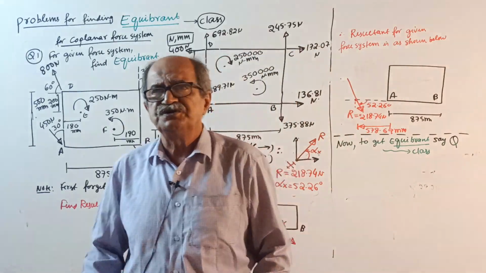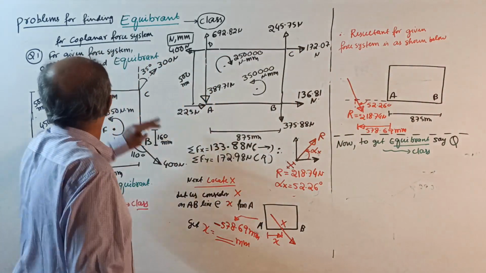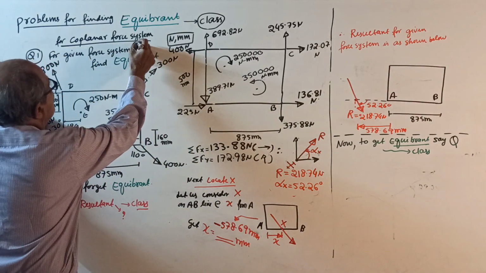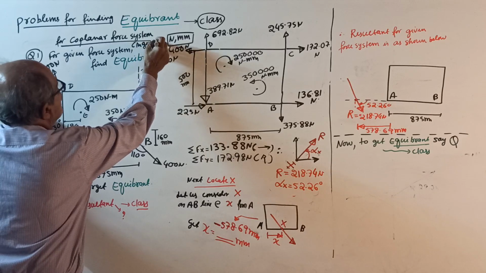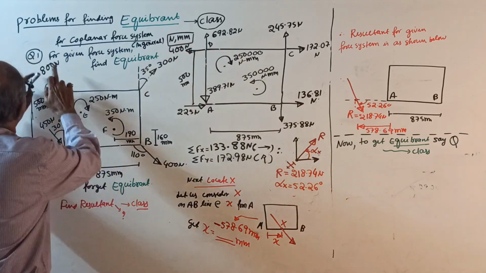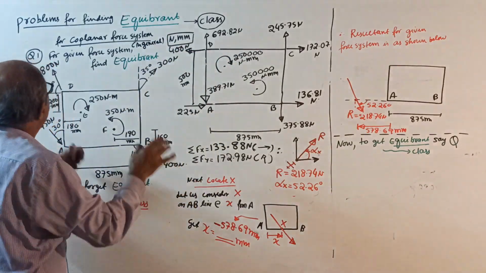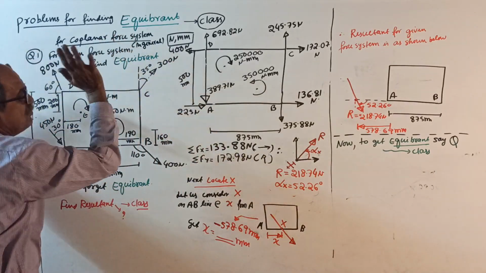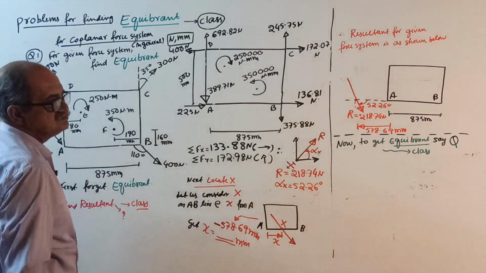Now the next question, a very important question for coplanar force system in general. Lastly, parallel. Okay. Question 1, again for coplanar. For the given force system, find the equibrant. Little space problem is there. Copy the question.